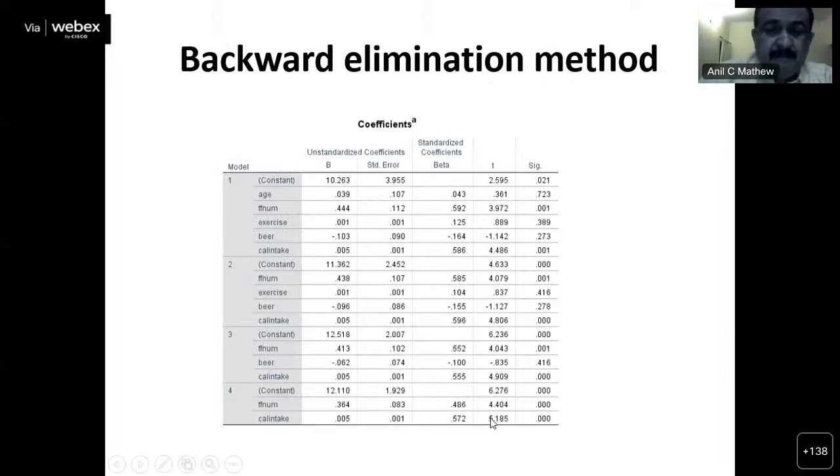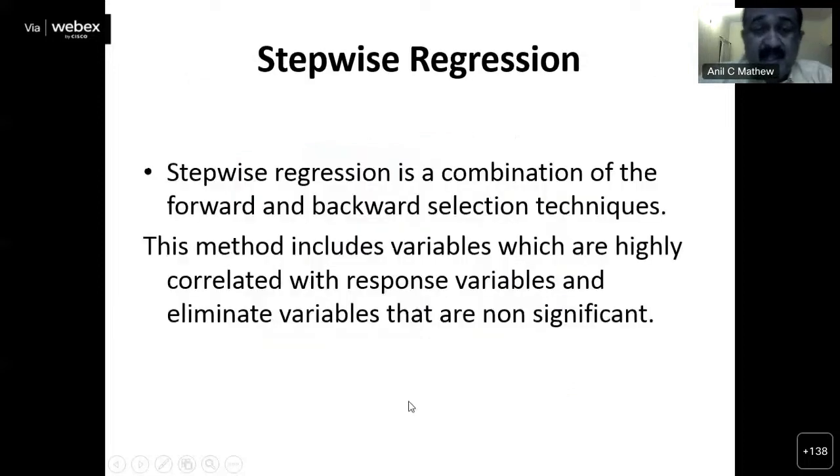When we run this backward elimination also, the prediction equation, there is no difference at all. 0.364 into fast food consumption plus 0.005 into calorie intake plus 12.110 is equal to the BMI of a person. And the last method is stepwise regression method. Stepwise regression method is a combination of the forward and backward selection variables.